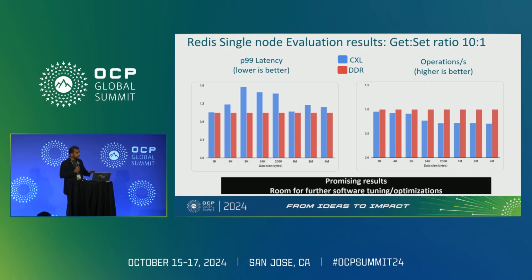These are initial results where we compare the latency, which is the P99 latency, the tail latency, and operations per second between running Redis on CXL or native DIMMs. The results are very promising considering that a lot of optimization can be done further through software and through improved hardware as well. So we feel we are on the right track in this. And these results will only get better over time.